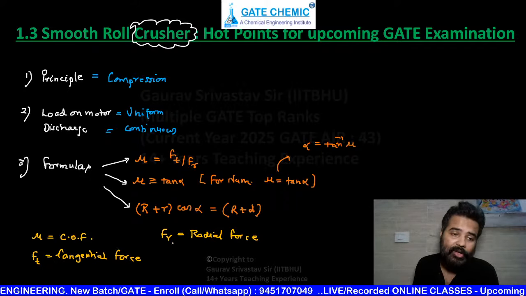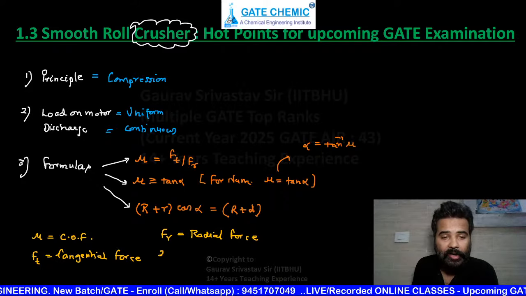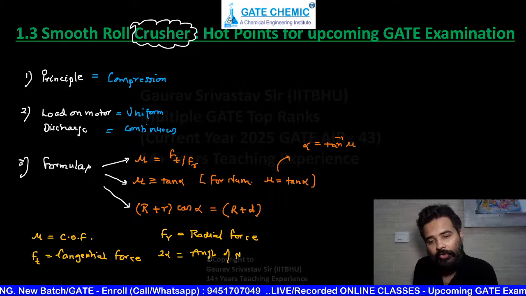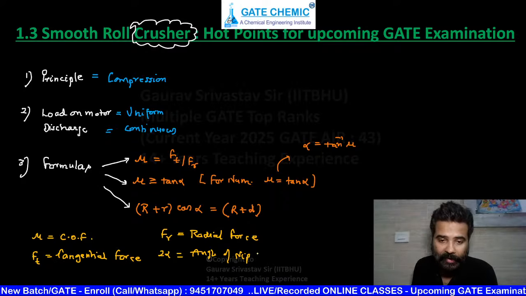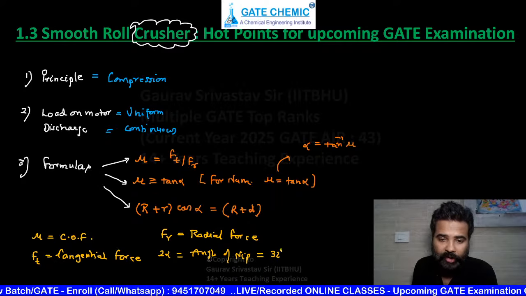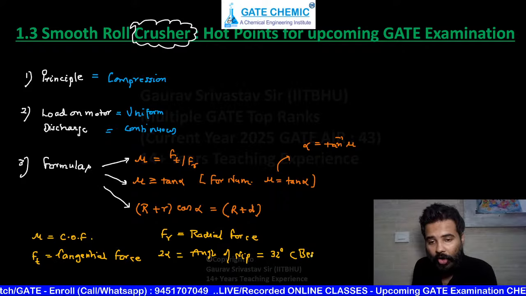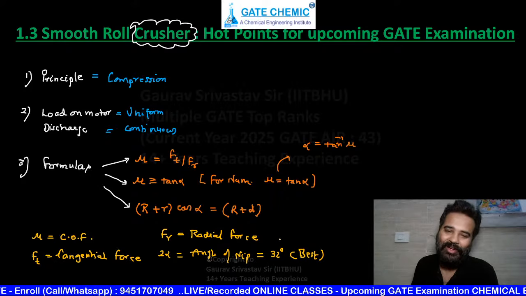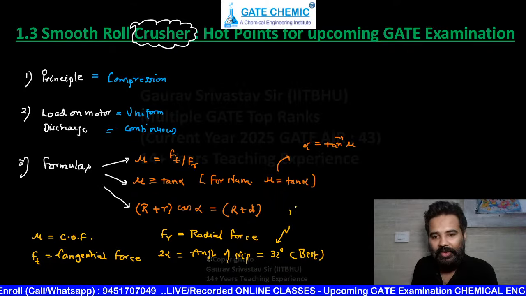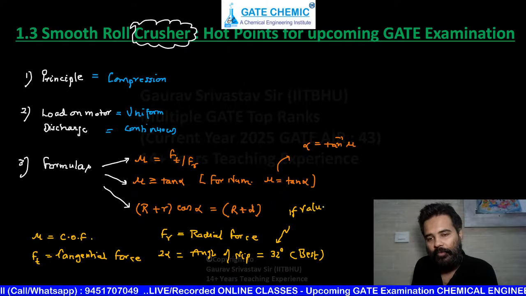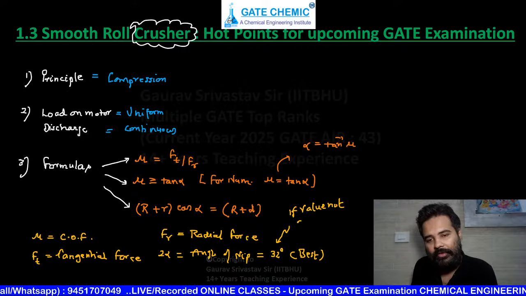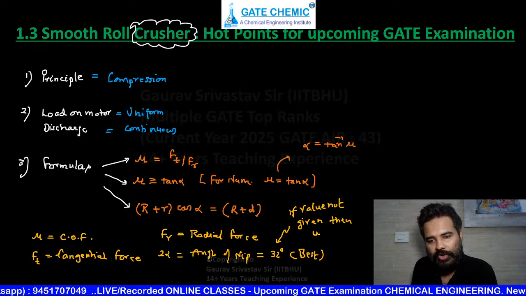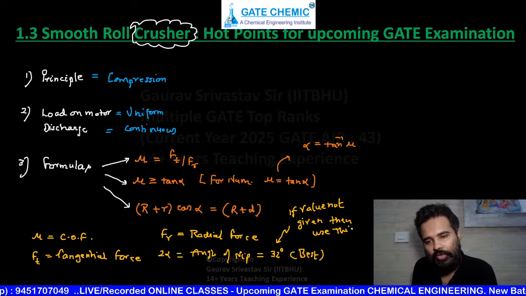And R plus d, I don't think you need to write. And what is 2 alpha? 2 alpha is the angle of nip. And it equals 32 degrees, its best value. If not given, then you have to use this. If given, then please don't use this. If the value is not given, then use this value.